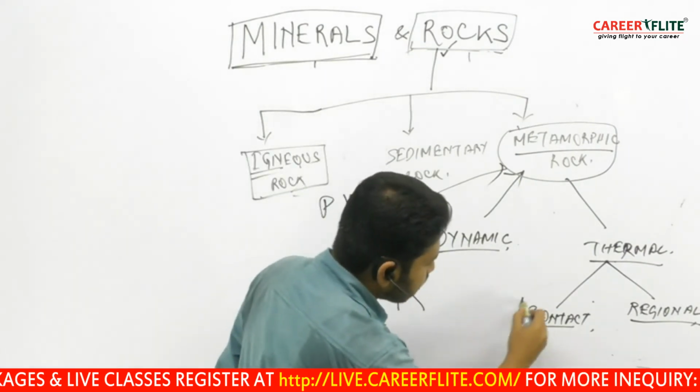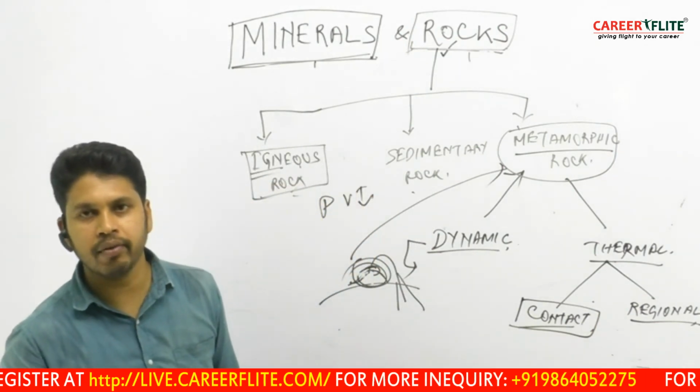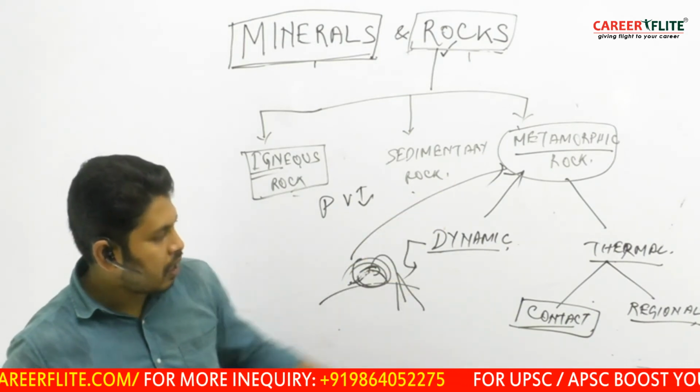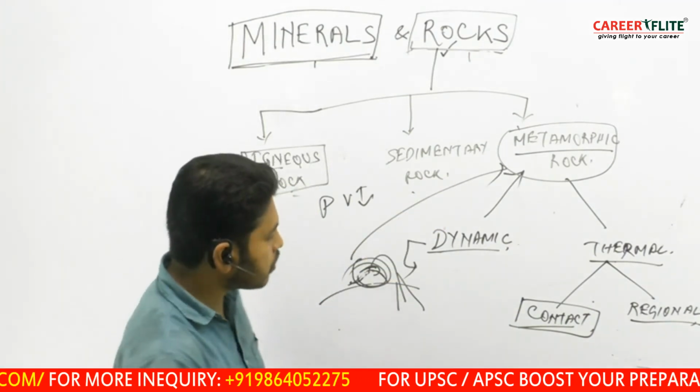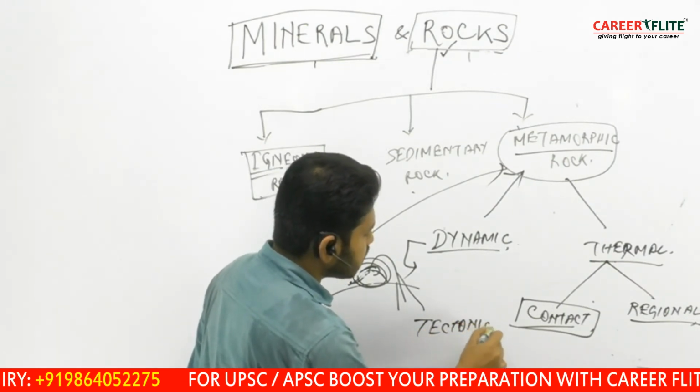Another is regional metamorphism. Contact metamorphism is only for volcanoes. Because of volcanoes, it is taking place. The lava, when it comes in contact with the surface rock, changes the chemical structure of the rock and gives rise to metamorphic rocks. And in regional metamorphism, what happens because of the tectonic activity? Tectonic activity means earthquake.